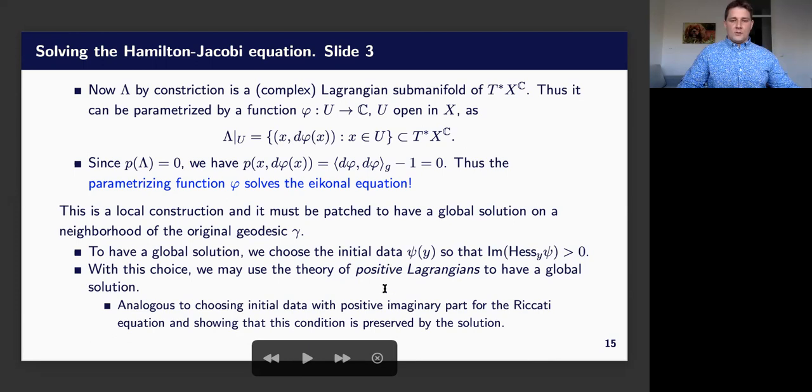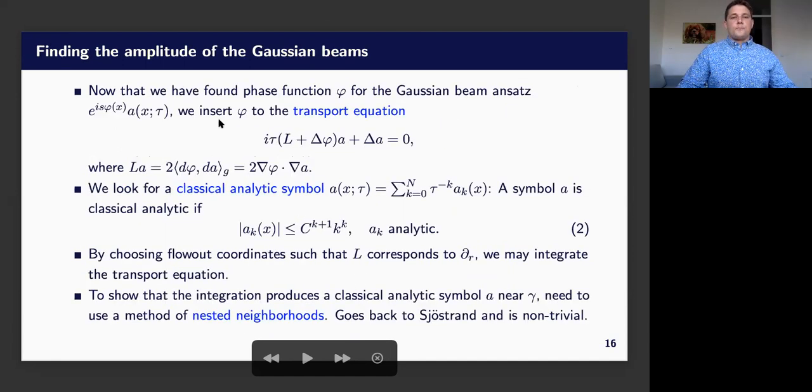Yes, so now we have solved the diagonal equation. Let's go to the amplitude. We have found the phase function phi for this Gaussian beam ansatz, which was discussed.